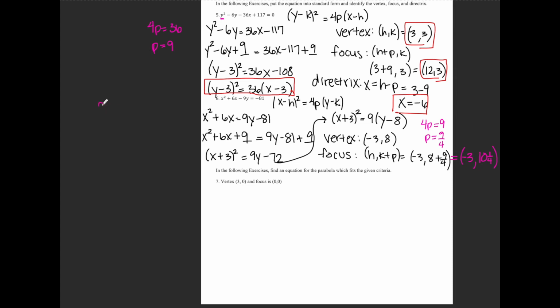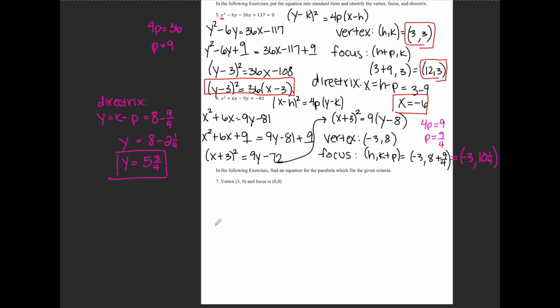Last thing I need to find for number 6 is the directrix. And I know that the directrix is y equals k minus p. k was 8 minus p, so that's minus 9 over 4. So that's 8 minus 2 1/4. So that's y equals 5 3/4.